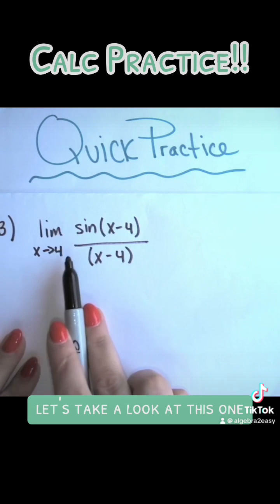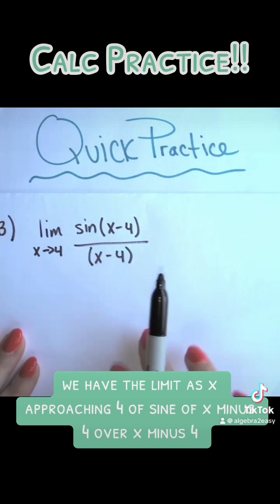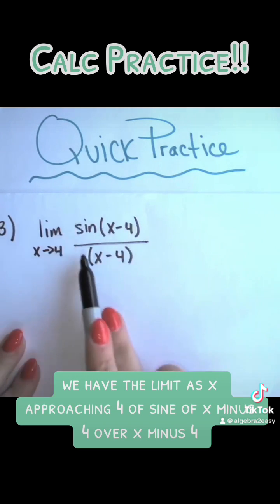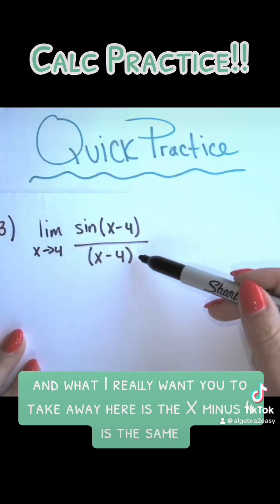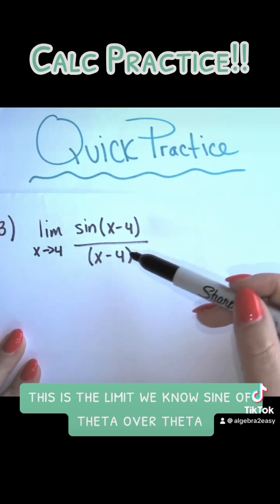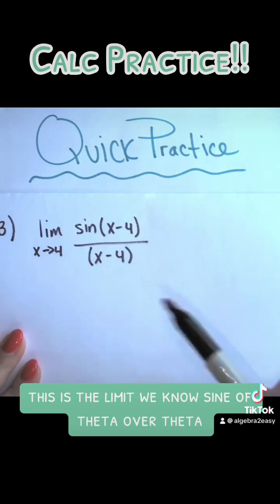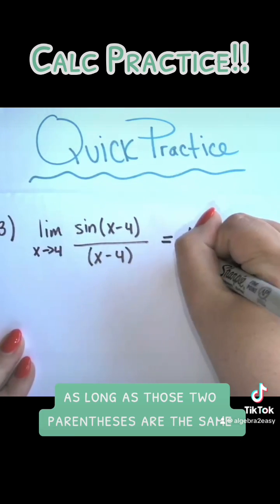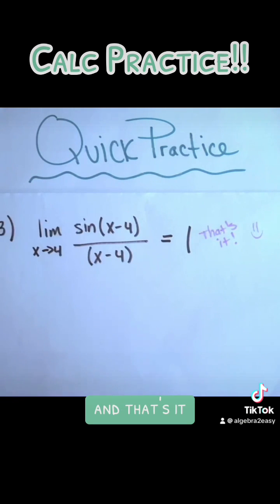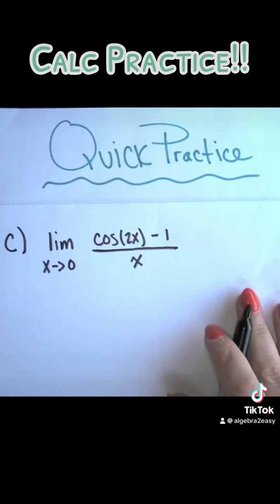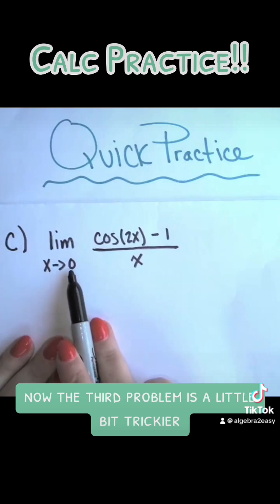Let's take a look at this one. We have the limit as x approaching 4 of sine of x minus 4 over x minus 4. And what I really want you to take away here is the x minus 4 is the same. This is the limit we know, sine of theta over theta. As long as those two parentheses are the same, we have our answer, and that's it. All equal to 1.